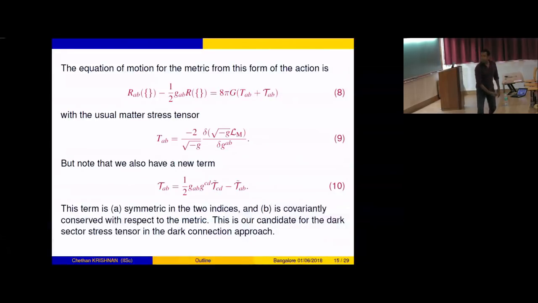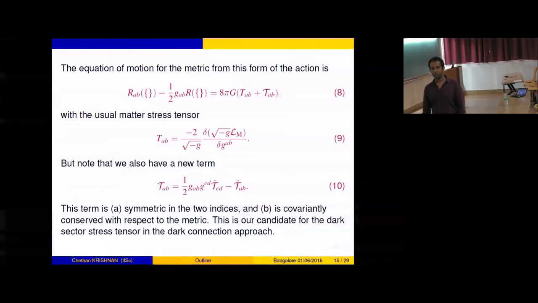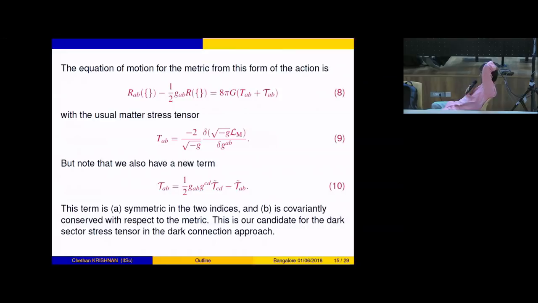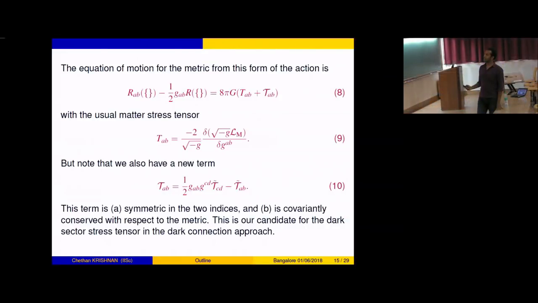I haven't understood why it's conserved. Because it's a diffeomorphism invariant theory, and this is a metric equation of motion. That's it. This T tilde AB is not conserved. It's this guy, TAB, which is conserved. Correct. So T tilde AB is the thing that is sourcing this.